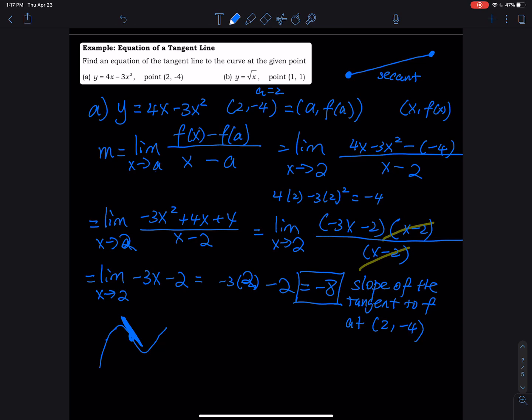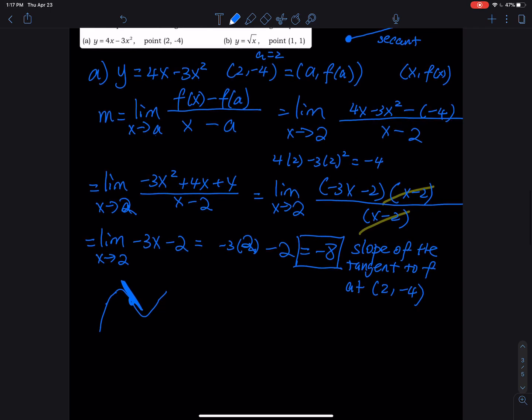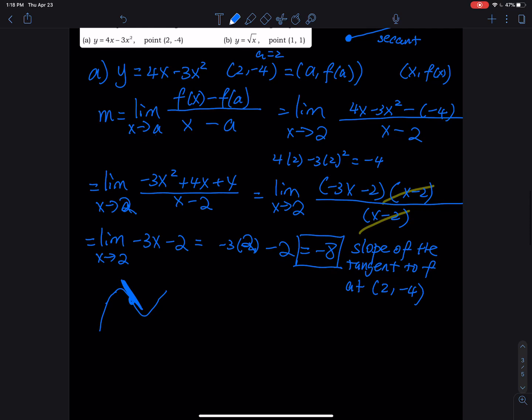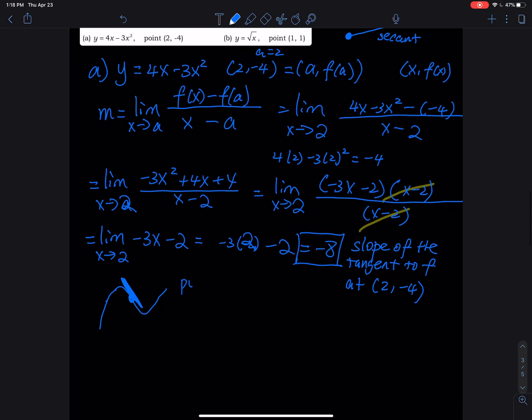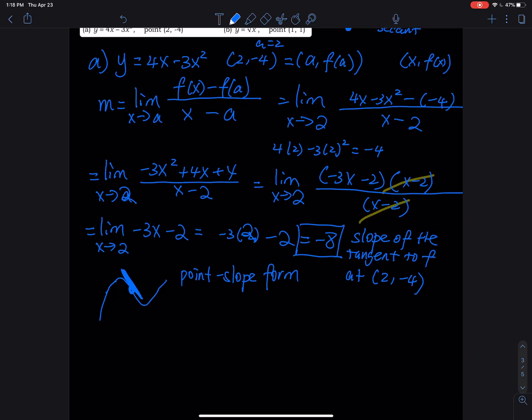Now, can you tell me the equation of the tangent line? The tangent line is a straight line. I have a point, and I have the slope of a straight line. How do you find the equation of that straight line? You have to recall one simple thing you learned in algebra called the point-slope form. What is point-slope form? Point-slope form allows you to find the equation of a straight line using one point and one slope. That is y minus y1 equals m times (x minus x1).